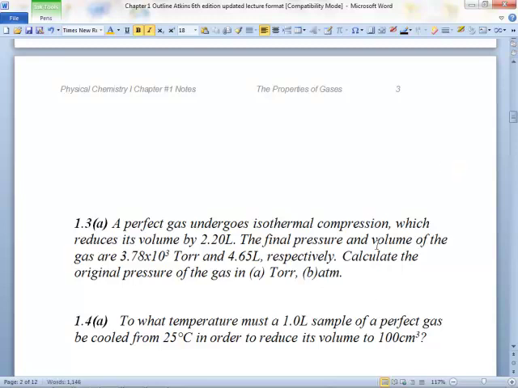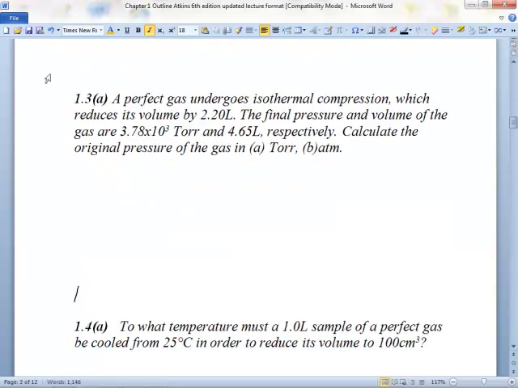A perfect gas undergoes isothermal compression. Now, they're getting some terminology here. What's isothermal? Temperature stays the same. Okay. Which reduces its volume by 2.2 liters. Is this using the same type of equation we just did, you think? It's the only relationship we have for changing conditions from one pressure or one volume to another. You pretty much have to. Yeah, it's always going to be perfect gas. They like to start out the same all the time. So we're going to have P1 V1 equals P2 V2.